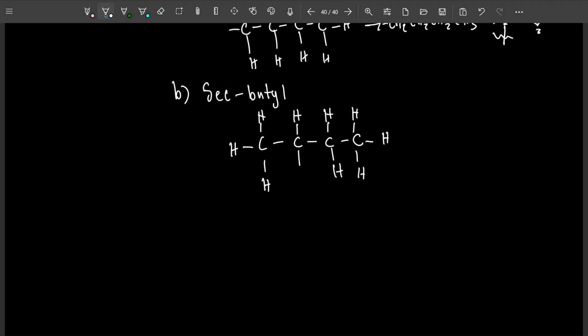So this is going to be called the secondary butyl. Why? Because the missing hydrogen is on the second carbon. That is where the bond will be. The bond is going to come here where there's that missing thing. So that is sec butyl. If you were to put it on a diagram, you could.